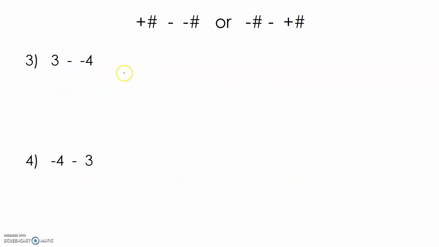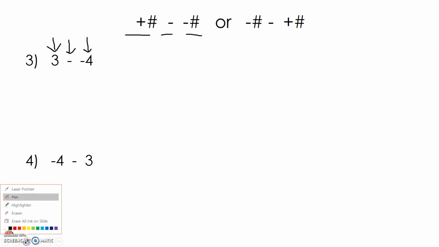All right, let's look at number 3. We have two scenarios. We can have a positive number, as we have in number 3, and we're going to subtract a negative number. So subtracting negative 4. Let's break this down using two color counters.